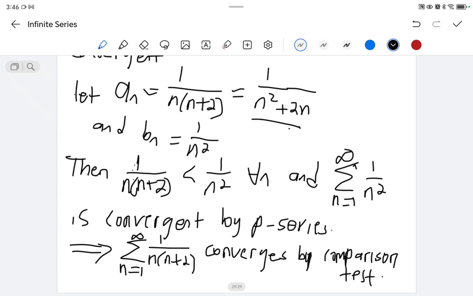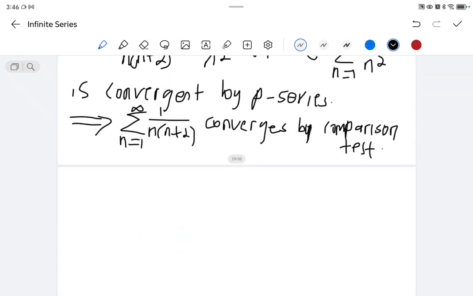So now we look at the limit comparison test. The limit comparison test.